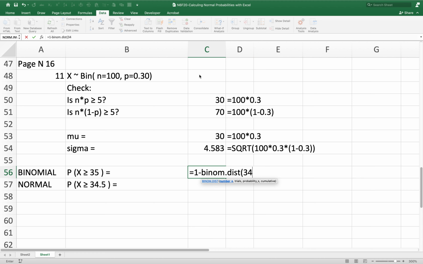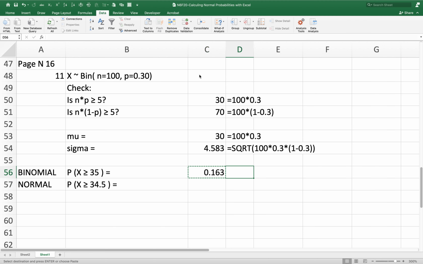Remember, this is a discrete distribution. So we are jumping 34, 35. You can't have 34.5 successes. Comma. Our number of trials, which is 100. That's our n. Our probability of success, which is 0.3. And then true, because whenever we're dealing with an inequality, we put in a true. Now, what does that give us for an answer? 0.163. Let me just show you that function again, right there.